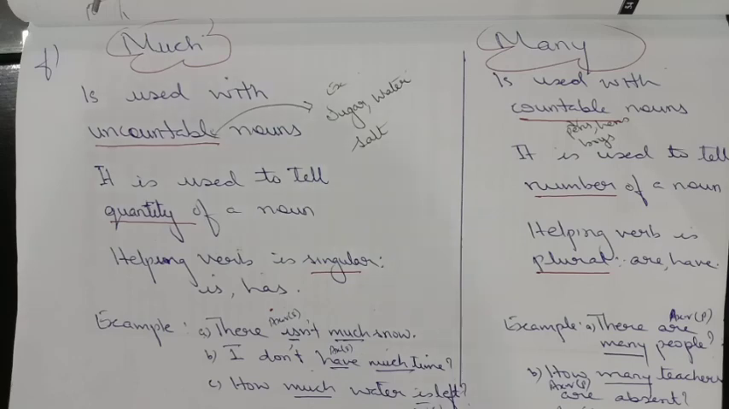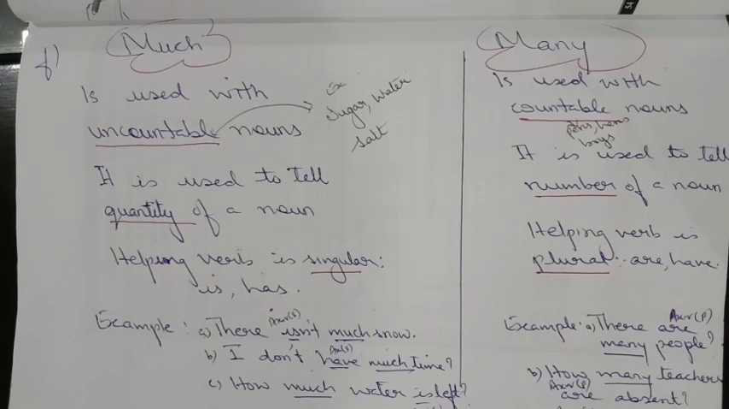Whereas many is used with countable nouns, the nouns which you can count. Many is used to tell the number of a noun. If you are using it with much, you'll use a singular helping verb, right? And for many, the helping verb is plural. Is the concept clear? So, much is used with uncountable nouns, whereas many is used with countable nouns. Much tells the quantity and many tells the number. A singular helping verb is used with much and a plural helping verb is used with many.